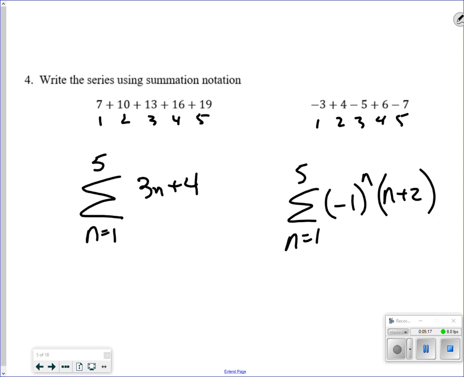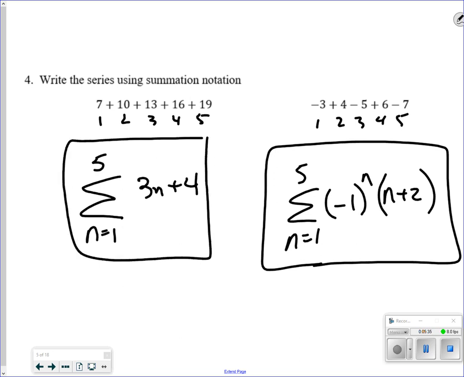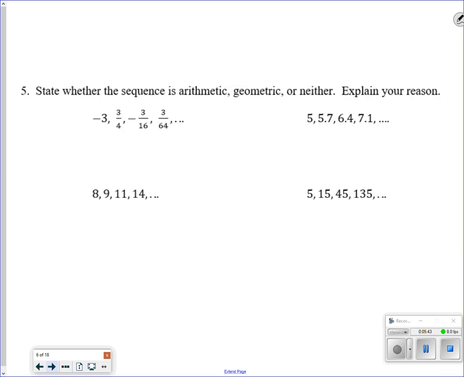So put a 1 in. Does it work? Put a 2 in. Does it work? Put a 3 in. Does it work? And it does for all of those. So again, writing a rule and then putting it in summation notation for the numbers that you have. So that can be a little confusing. That's section 8.1. It's probably actually the hardest section in this particular chapter. All right, we'll keep going.